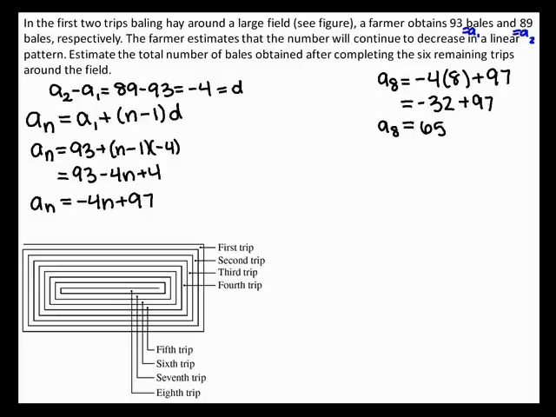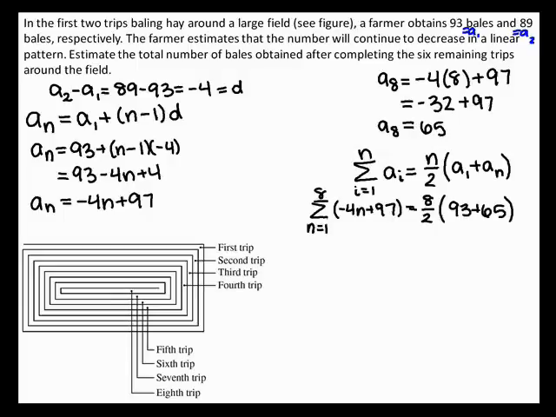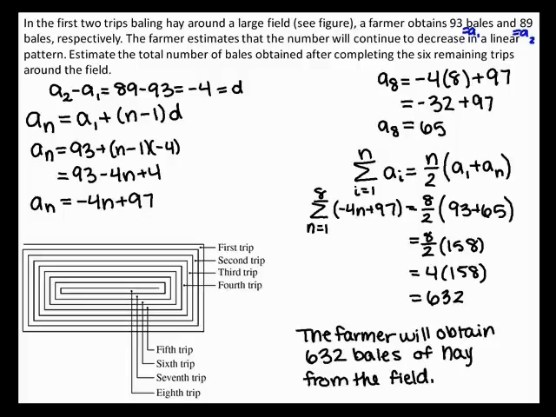Use the nth partial sum formula. Substitute 8 in for n, 93 in for a sub 1, and 65 in for a sub n. Simplify 93 plus 65. Simplify 8 divided by 2. Simplify 4 times 158. The farmer will obtain 632 bales of hay from the field.